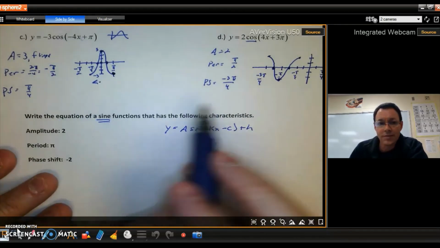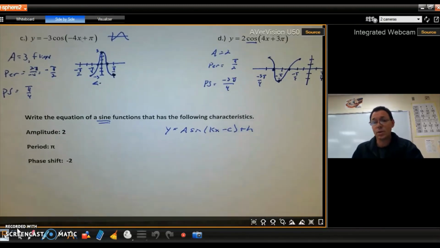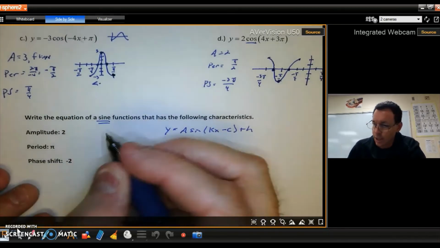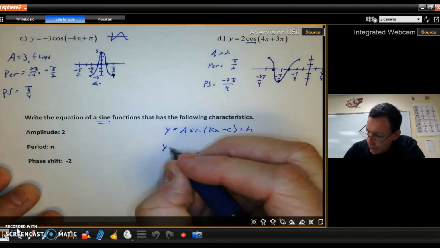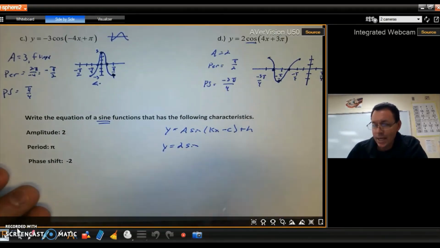Notice on the graphs we did, I didn't do a vertical shift. I could have, okay, and so we would have just gone up 2 or down 2, and we would have drawn that midline and based everything off of that. This problem as well does not have a vertical shift, but if I did, you would just put a plus 2 on the end of the equation. Amplitude is 2. All right, y equals 2 sine of, well, I need k and I need c.